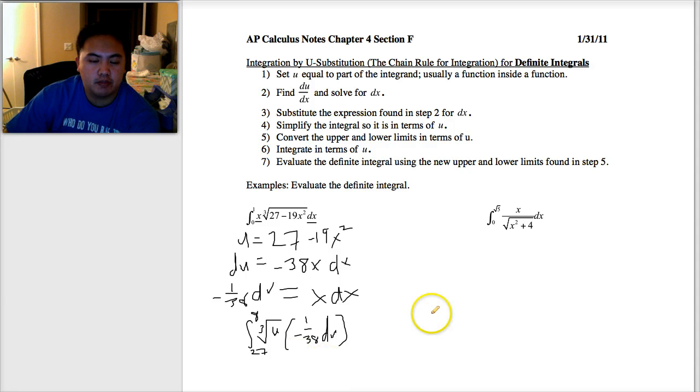So now it's solving the problem just like we always used to do. First thing I'm going to do is take out this negative 1/38 and put it out in front.